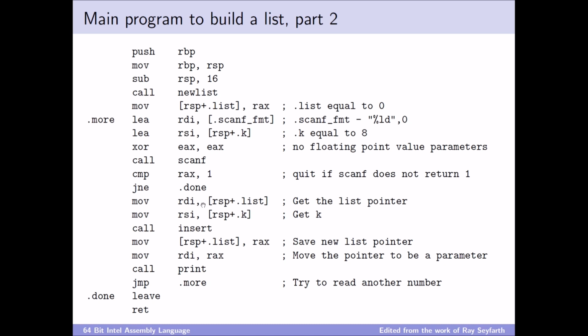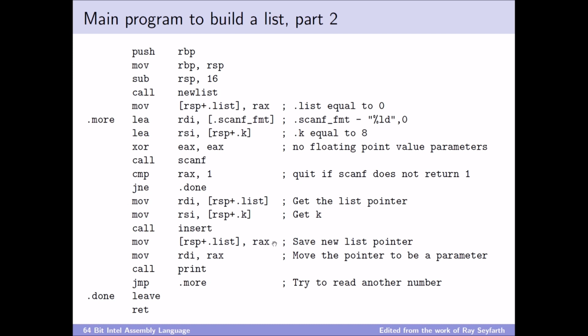Specifically, the reason we want to load RDI and RSI is I want to make a call to the insert function. Now the insert function, if you remember correctly, has two parameters. The first is a pointer to the list. The second is the value we wish to insert in the list. And it's going to return the pointer to the start of the list after we have actually added our new node. So we load the needed values to do an insert. We call insert. We then get a pointer back to the start of the list.